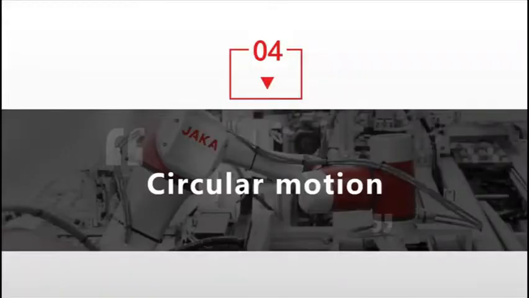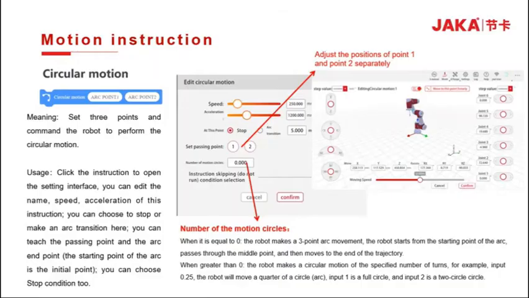At last, let's see the circular motion. First, click on the arc motion to start the arc motion editing interface. In this interface, we can set the speed and acceleration of our arc motion. The speed and acceleration here also refer to the TCP at our robot's end.